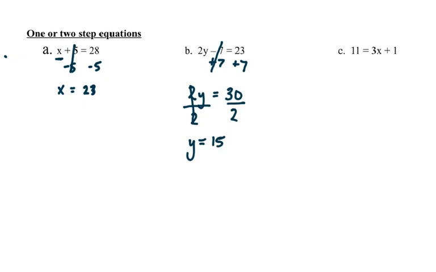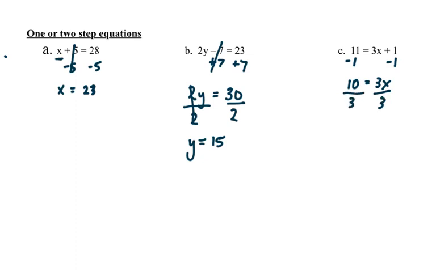And we have one more example. It is where the variable, in this case it's x, is on the right side. We're going to undo it the same exact way, starting with the addition. We're going to subtract 1 from both sides. 10 equals 3x. And then we're going to undo the 3 times x by dividing by 3.